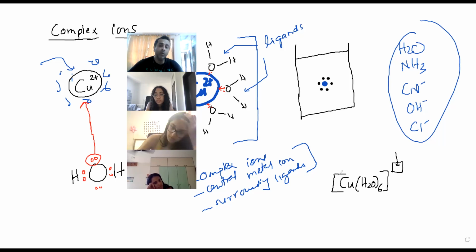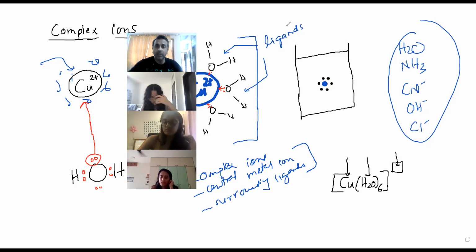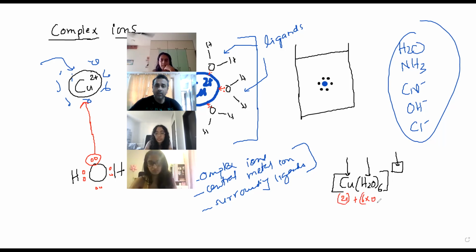What do you mean by overall charge? The charge on the copper ion and the charge on the ligands added together. Total of the charge on all the ligands and the charge on the copper ion, or the central ion, added together. Now the copper ion has the charge of 2 plus, but water does not have a charge. Water is a neutral molecule. So there are 6 water molecules, each will have 0. So 2 plus 6 into 0, which is 0. So it is plus 2, or 2 plus. So the charge on the complex ion here will be 2 plus.